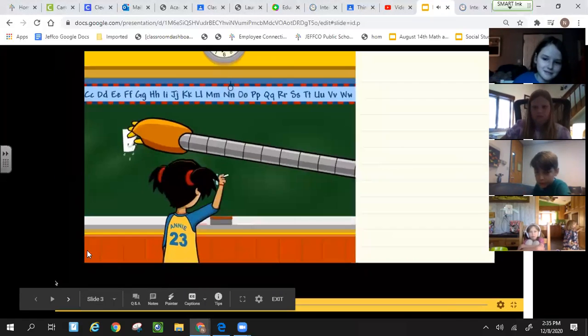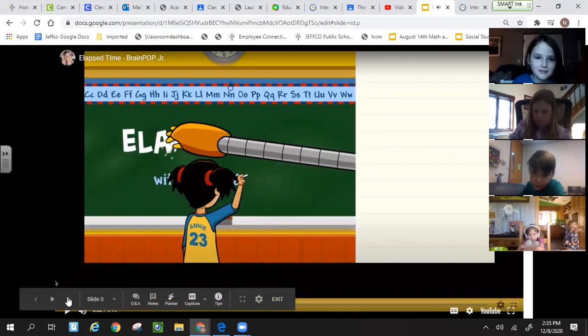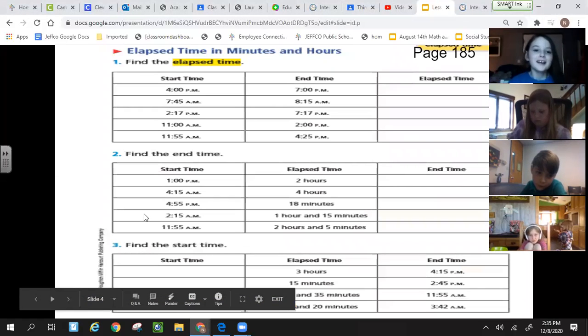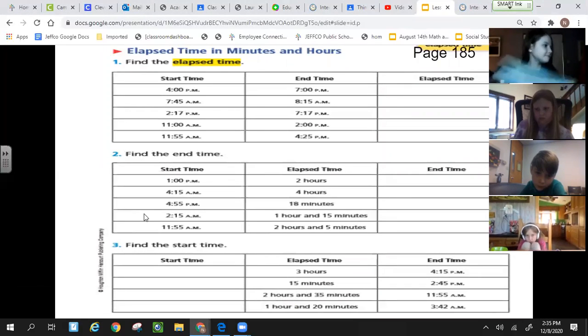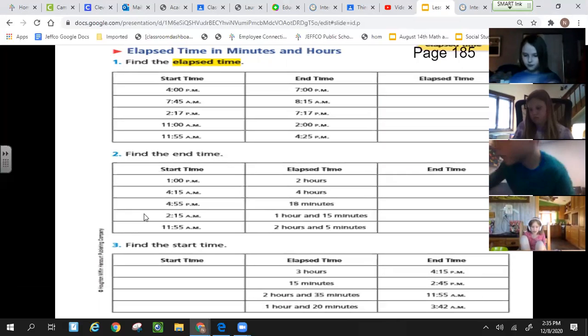They showed us different ways of finding elapsed time. We heard of using the clock, number line, and also a chart. So those are all great strategies. We are going to turn to page 185 in our math workbook, and we're going to find some elapsed time.